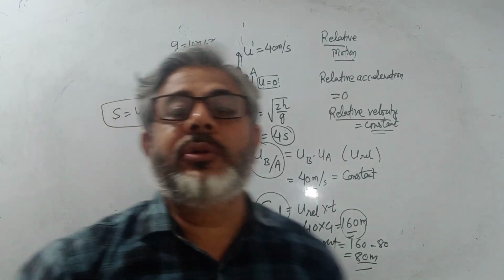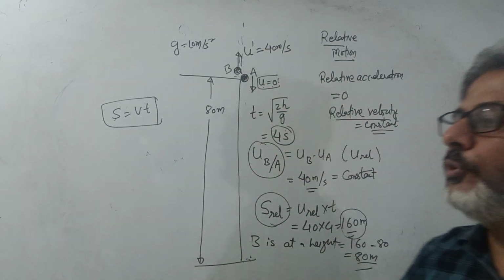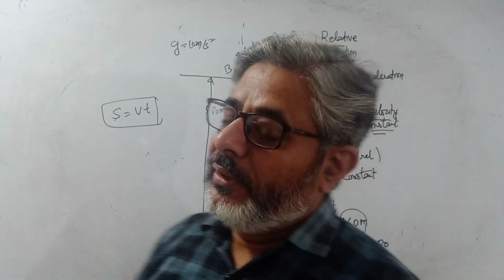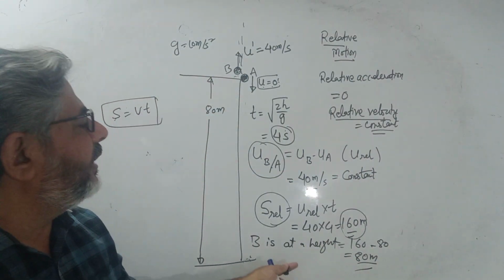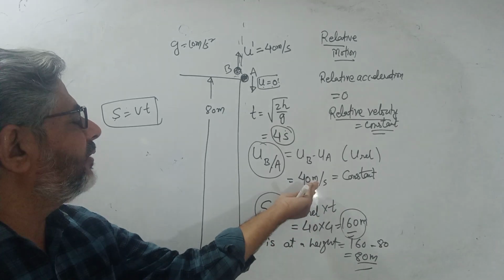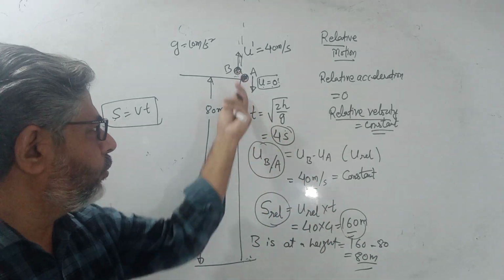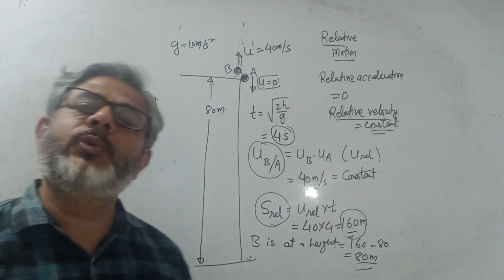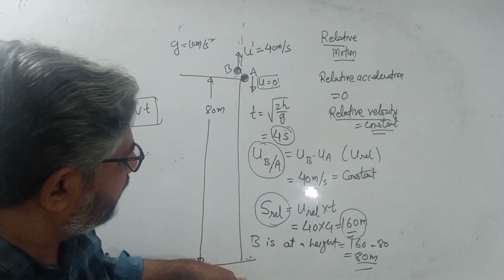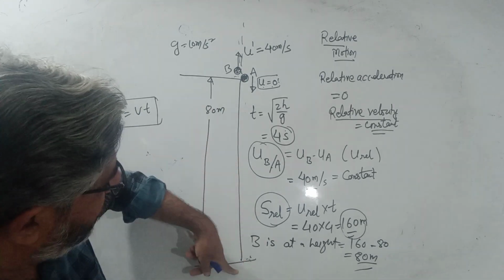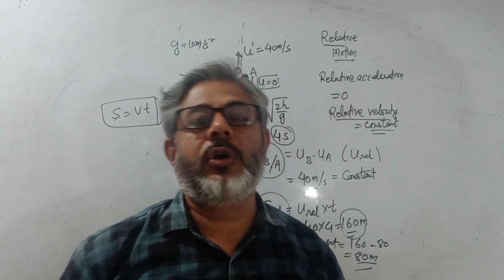What is the big deal about this solution? The big deal is we didn't have to apply ut minus half gt square and things like that. So using my relative velocity approach, I have solved it very easily. I just knew that relative speed is 40. I multiplied it with the time it took to fall down and calculated it as 160. So with respect to this it is 160, so you can say it's 160 meters above this point, or you can say 80 meters above the top of the building, which solves our problem.